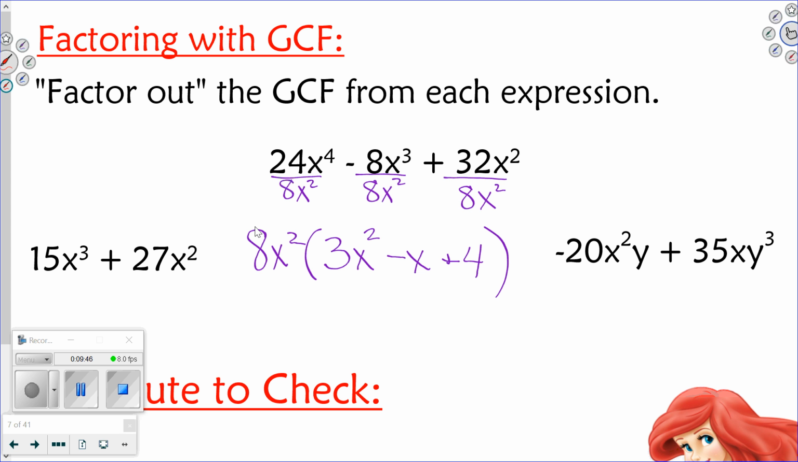Now, just so you guys can see, a lot of times students tell me 4 is the biggest number. You don't have to write this down, but just so you can see it. If you took out a 4x squared, you would have been left with 6x squared minus 2x plus 8. I can take out 4x squared, right? It goes into all of them.